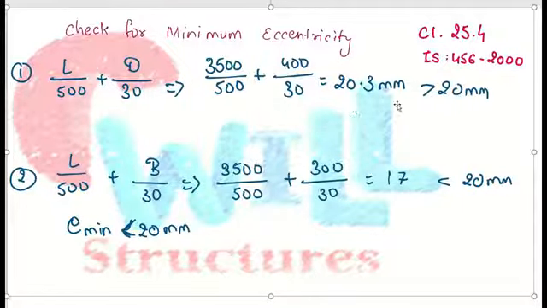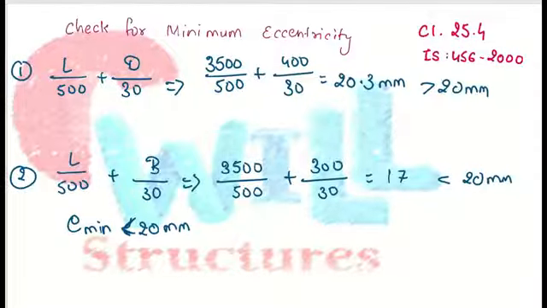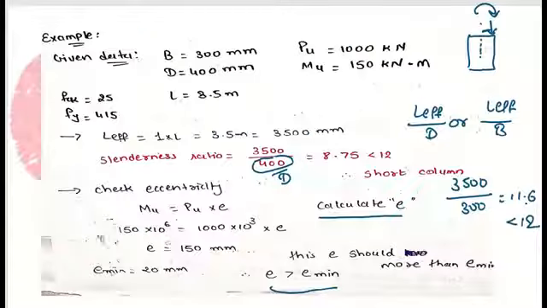And the value here is 20.3 mm. Now for the least lateral dimension: 3500 upon 500 plus 300 upon 30, that is, the least lateral dimension of the column upon 300 upon 30, is equal to 17, and this value is less than 20. You can see here this value 20.3 is more than 20. When the value is more than 20, you have to consider only 20 mm. Okay, the least value you can consider from both of these values. Correct? But here our design eccentricity is more than e minimum, so we are okay with the eccentricity.